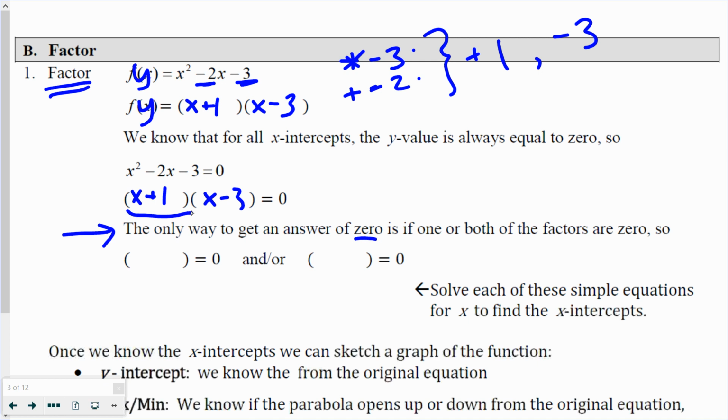So what we need to analyze is what makes each of those equal to 0. So if we're looking at x plus 1 is equal to 0 and x minus 3 is equal to 0, what value for x, this is what we're doing here, is we're solving each of these simple equations for x to find the x-intercepts.